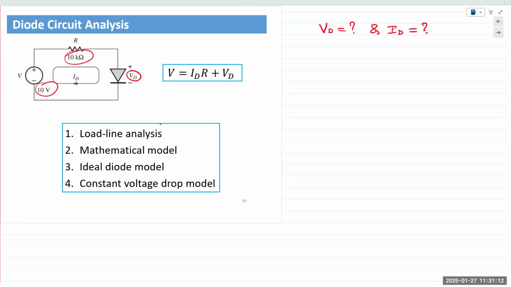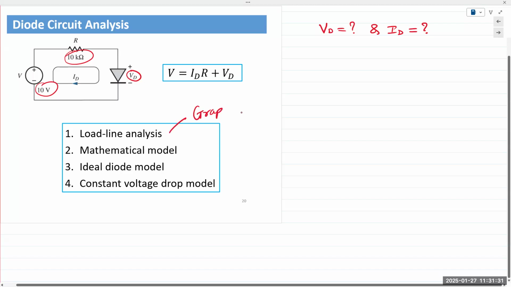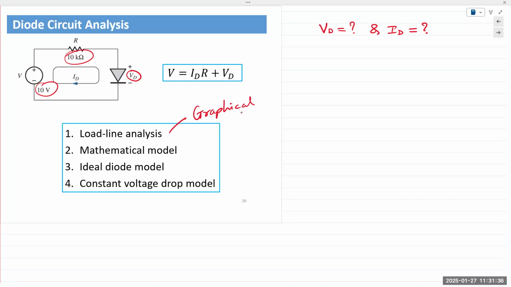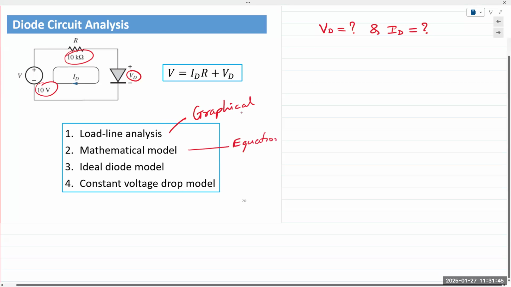So first up is the load line analysis. Load line analysis is a graphical technique, and we can apply this to a large number of circuits. Then we have the mathematical model, where we simply take our equations, plug in values, and solve them.